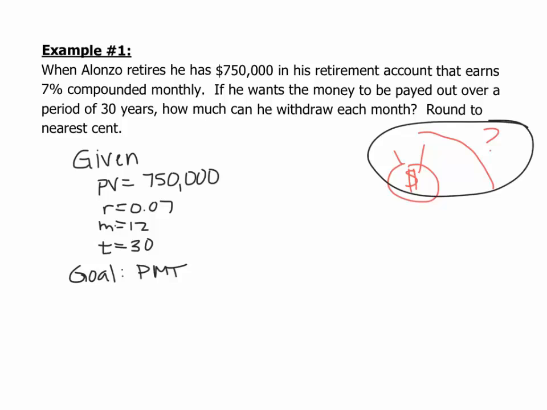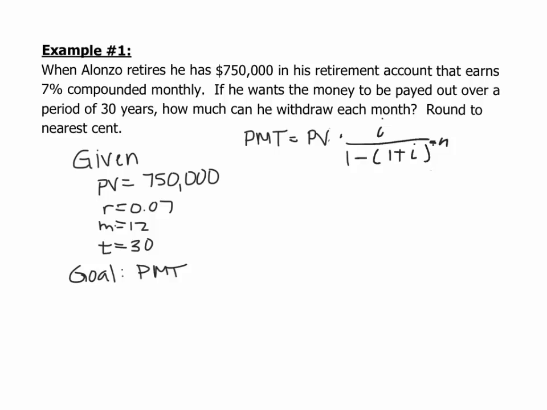So in order to use our formula, we're going to need to know a couple more values. Notice I'm using the version of the formula that's solved for the payment, and in this formula I have I and I have N, so I need to calculate those two things before I start plugging things in. My I is my R divided by M, so my I is going to be 0.07 divided by 12.